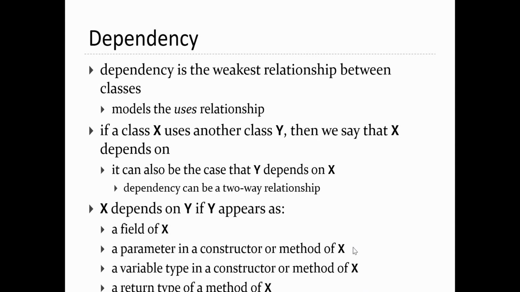If there is a parameter in a constructor or method that takes in a Y object, well then, yeah, you still need Y. If your constructor or method creates a Y object of some kind or uses a Y object of some kind, it also depends on Y. If one of your methods returns an object of type Y, then it also depends on Y. So in other words, if Y is mentioned anywhere in your class called X, then X depends on Y.